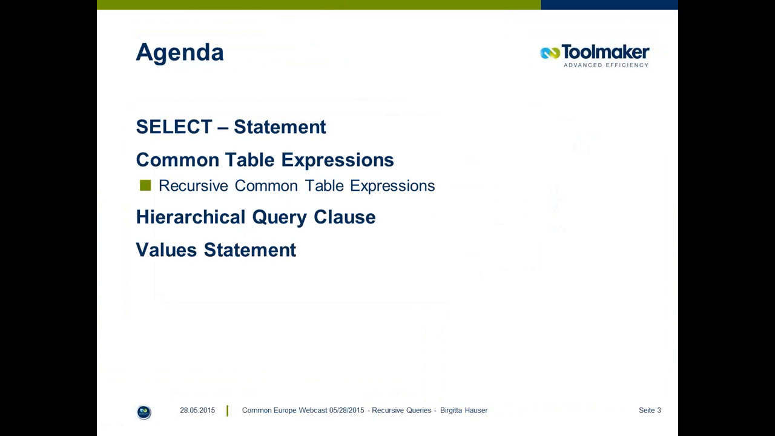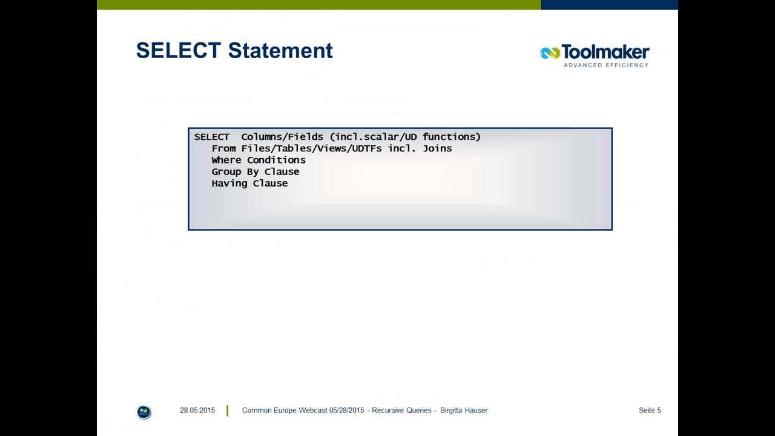Now let's start with the select statement. A select statement consists of select, and within the select row we can select columns, fields, we can use scalar functions, we can use user-defined functions, we can build new columns. Then in the from clause we can join tables, views and files together, also execute UDTFs, user-defined table functions, including all joins. Then we can add where conditions. We can accumulate the results by using a group by clause and selecting information with a having clause.